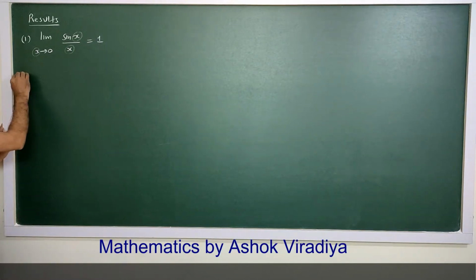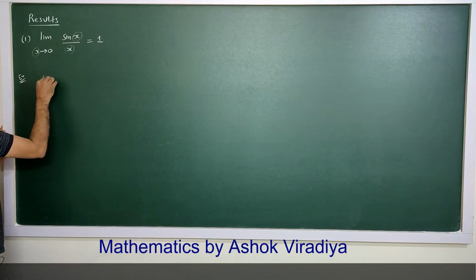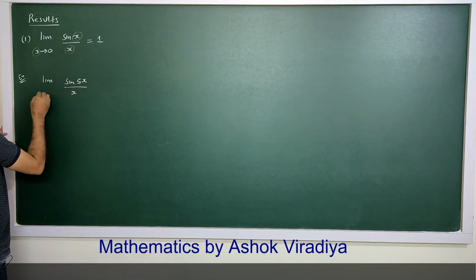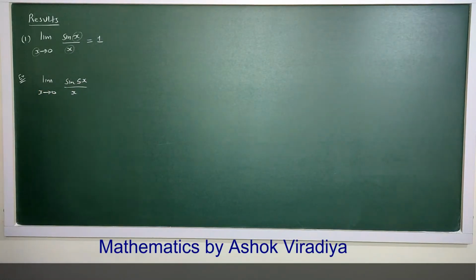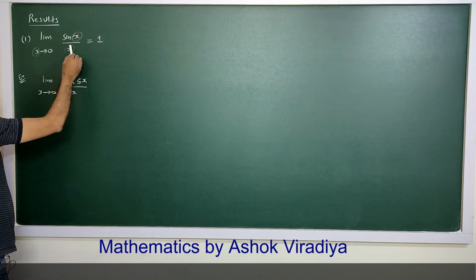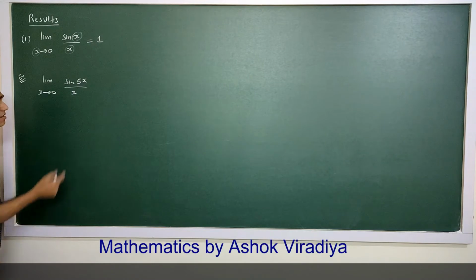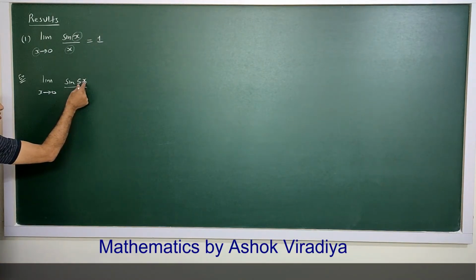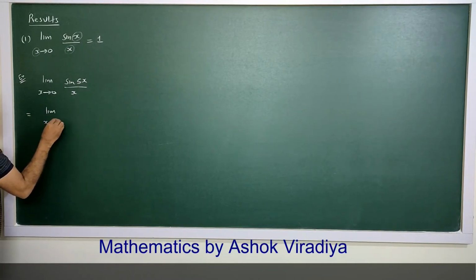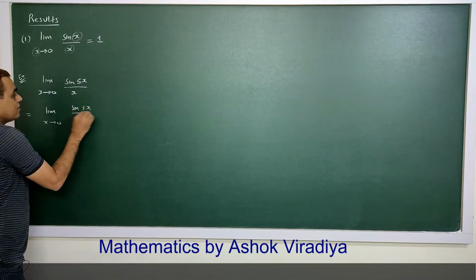As an example, the limit of sin 5x upon x, x tends to 0. We want the limit of this function. Now look here. As I told, whatever number is here, the same number must be here. This is 5x, but here it is not 5x. So what I do here, sin 5x upon x.